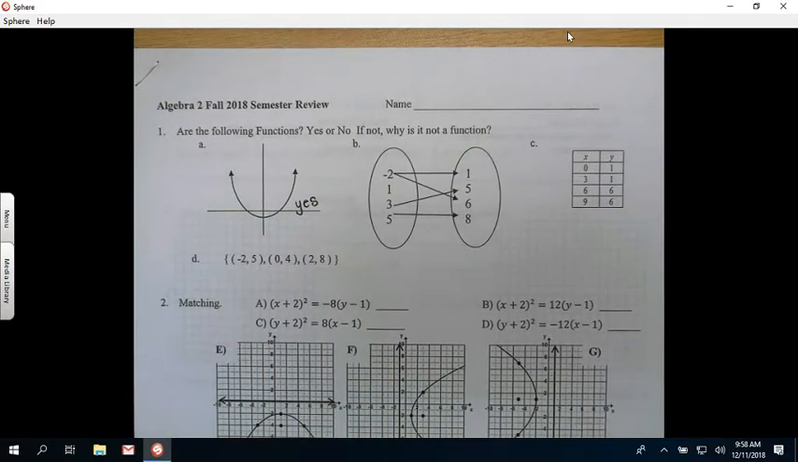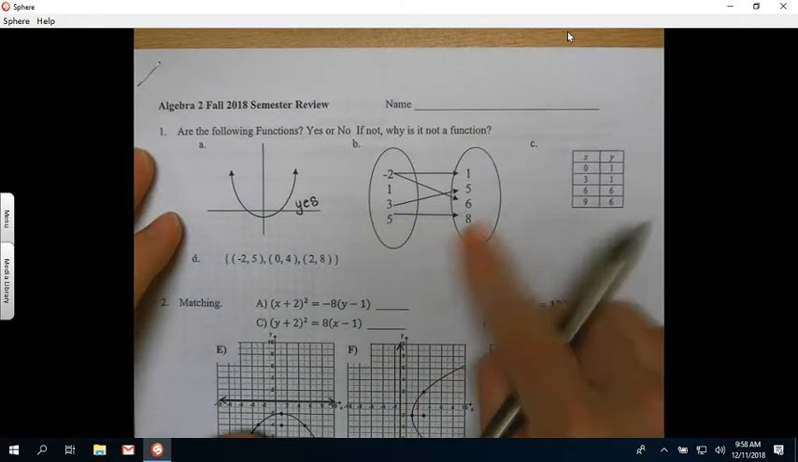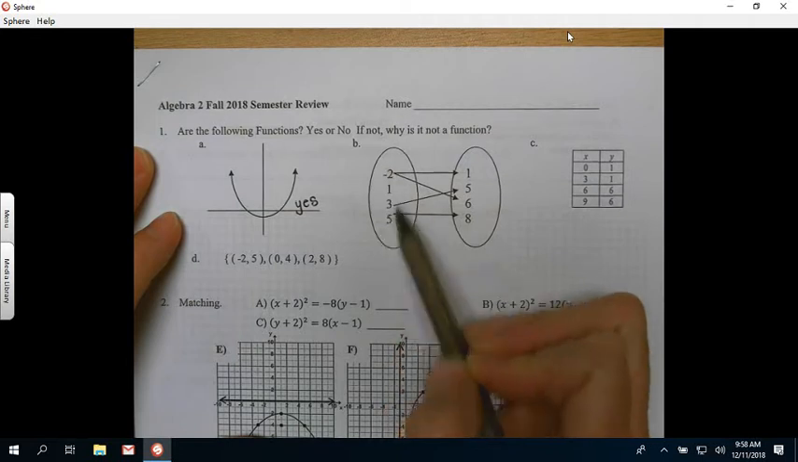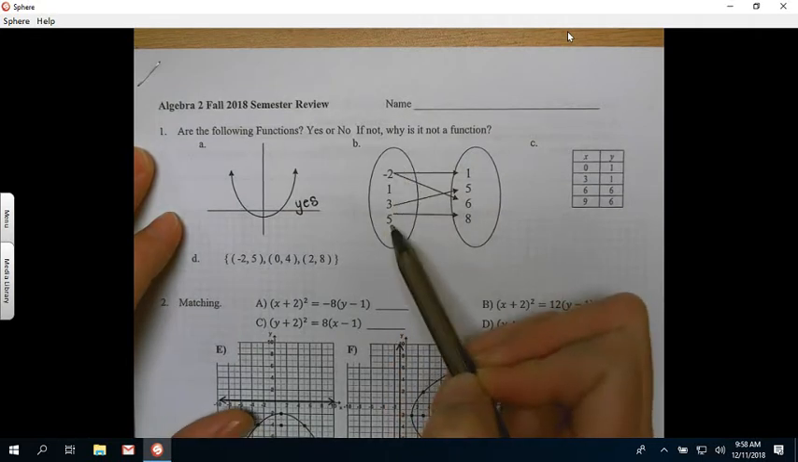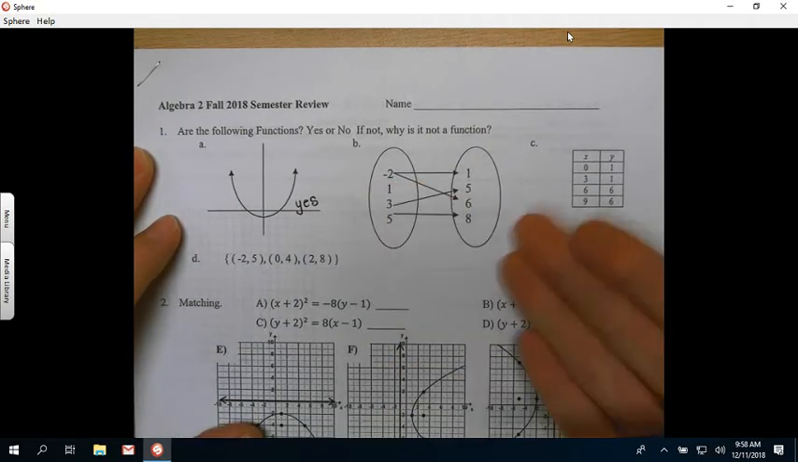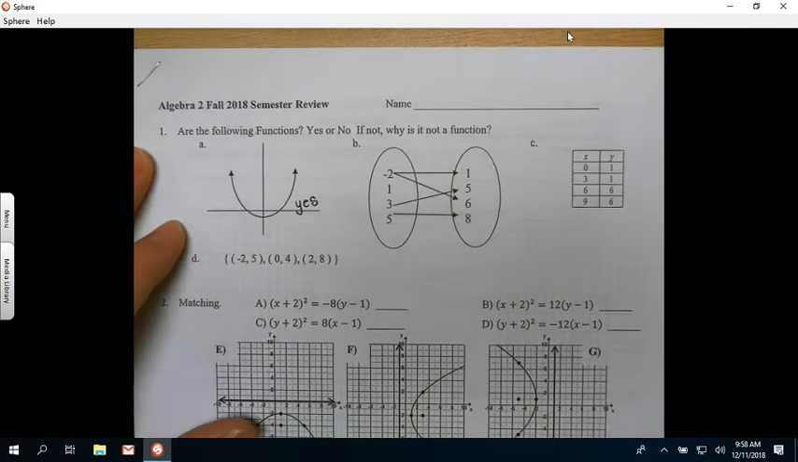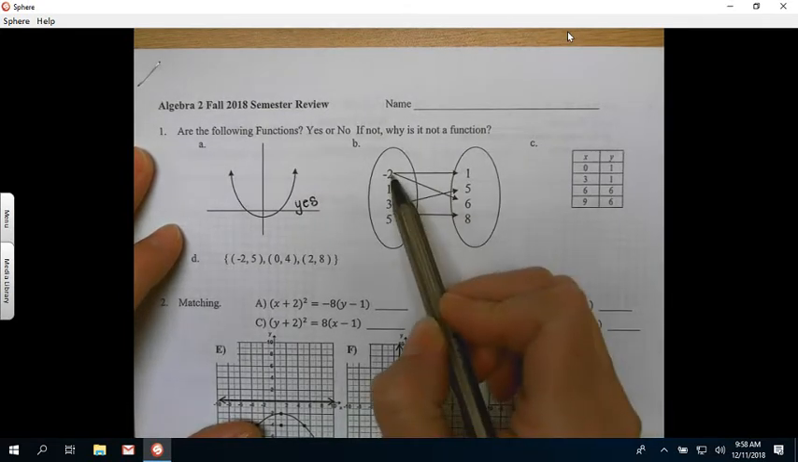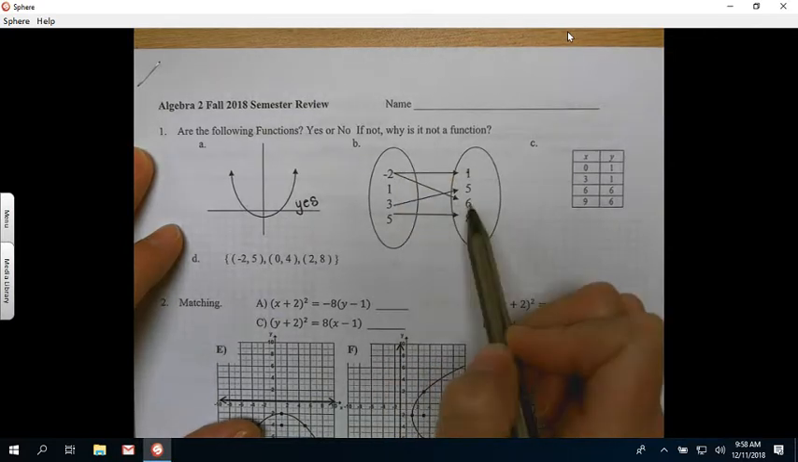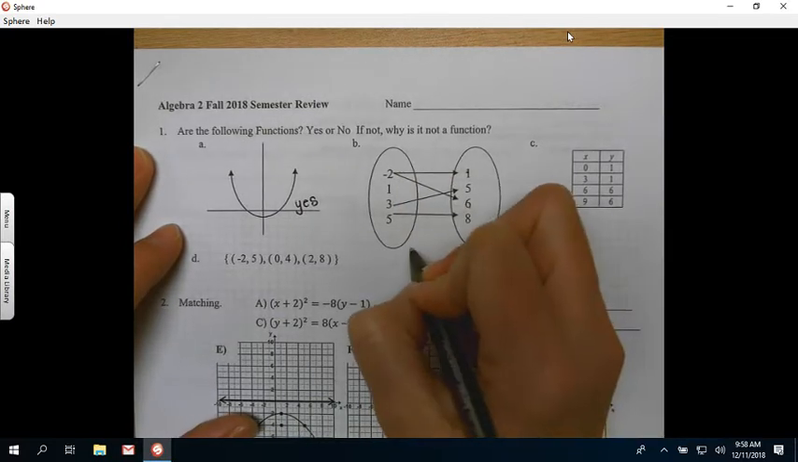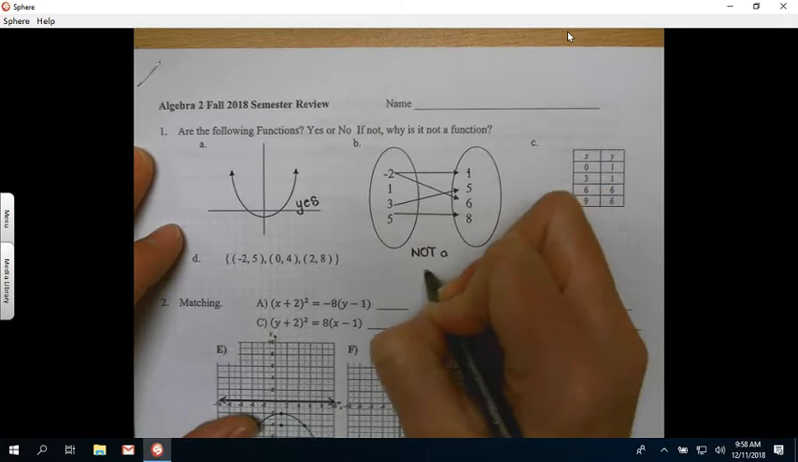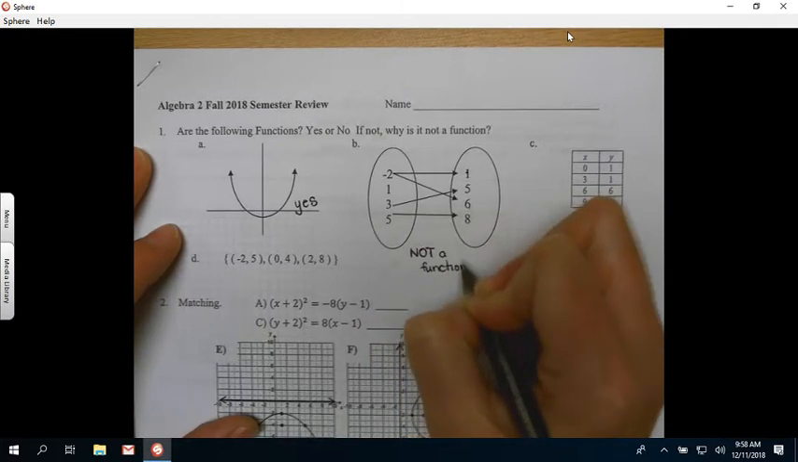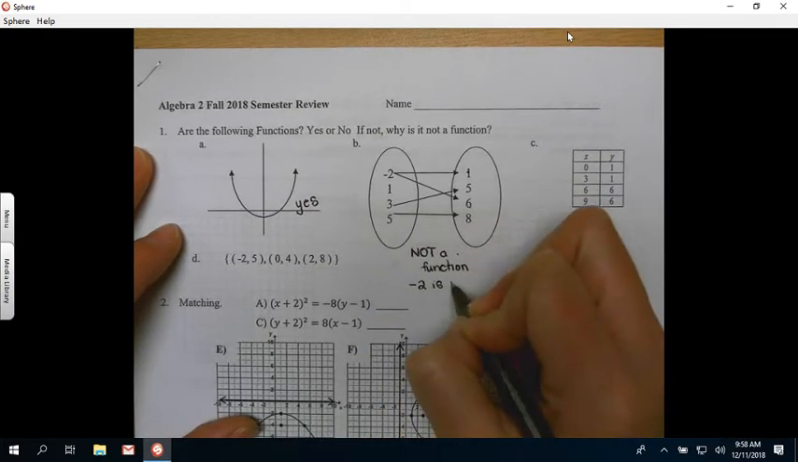When it is not graphically represented, we have to look at whether or not any of our x values repeat. If our x values repeat, it is not a function. So this is mapping. If I look at this, these are my x values. If any of these have an arrow going to more than one output, then that means it is a repeating x value and it is not a function. So if I look right here, the -2 is assigned to 1 and to 6. That means this is not a function. Right, so the -2 is repeating.